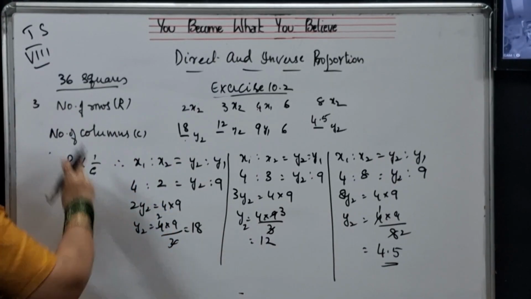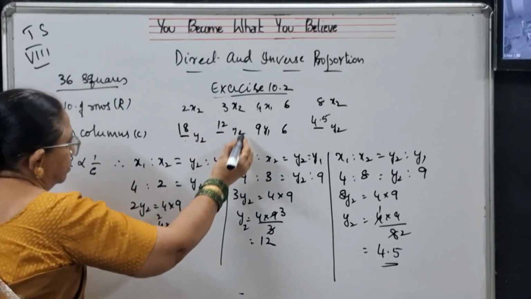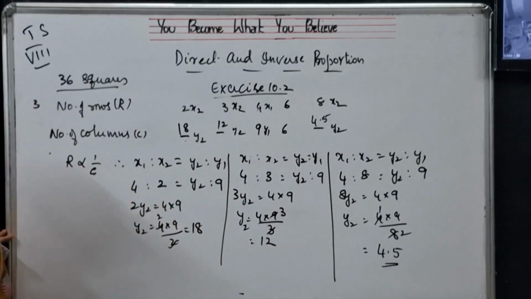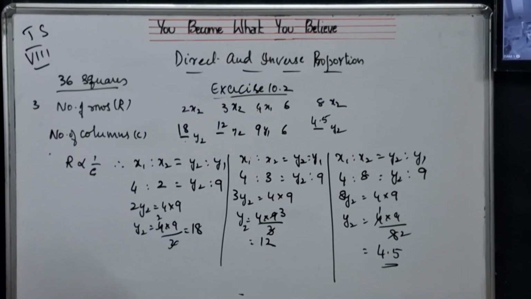This is with 36 squares. If you multiply the corresponding x1, y1, you will be getting 36 only in all the cases, children. Please note it down. With this, I have completed today's topic. In the next class, I will be doing the next part.